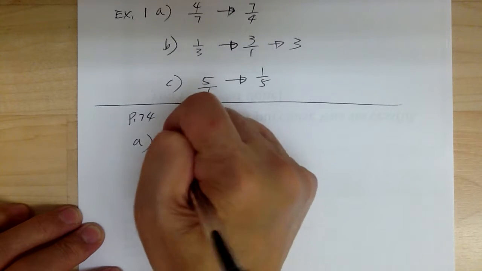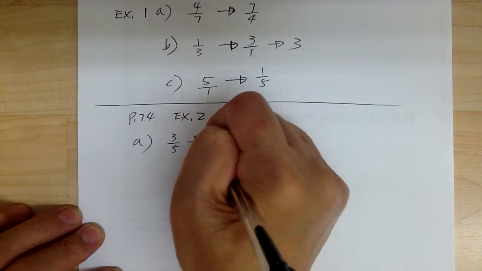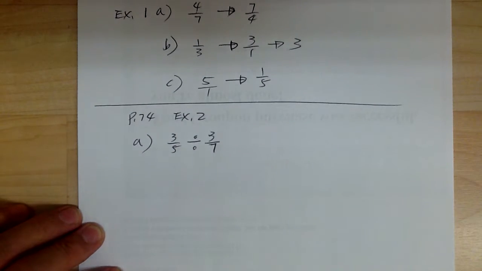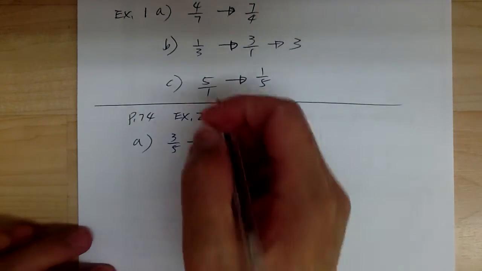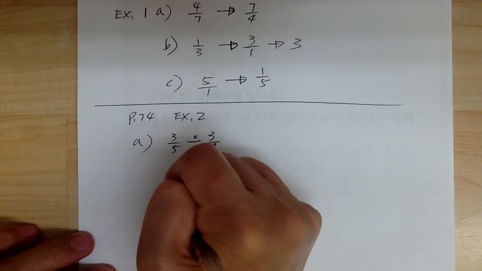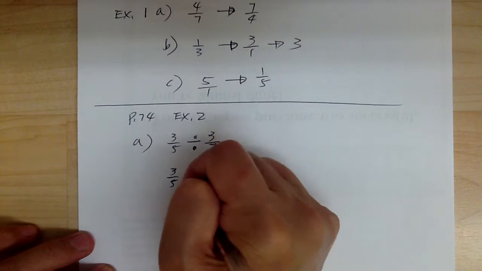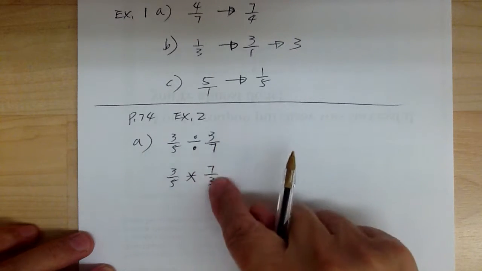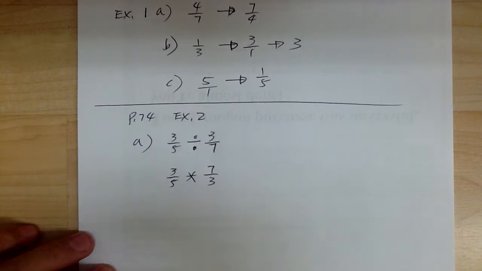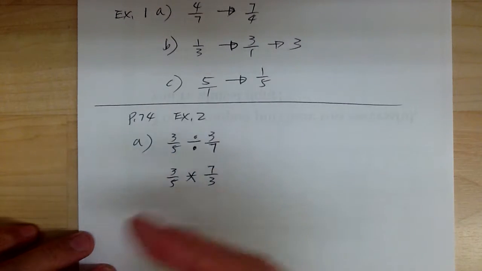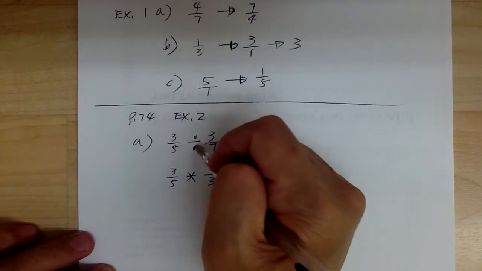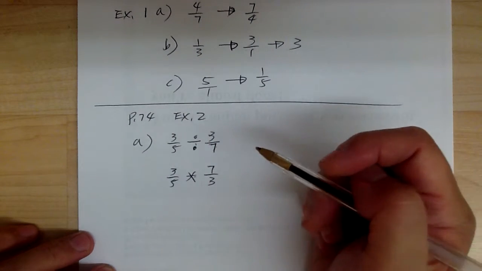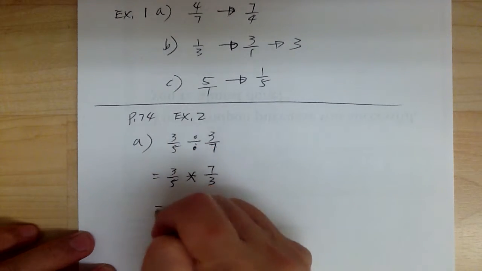Example 2a, you have 3 over 5 divided by 3 over 7. When you have division, the first thing you need to do is flip it over and convert into multiplication. So anything after the division sign, you have to flip over, so it becomes 7 over 3. Because division is the opposite of multiplication, change it into multiplication by flipping the fraction upside down. Then after that, it becomes regular multiplication, and you can just work it out.